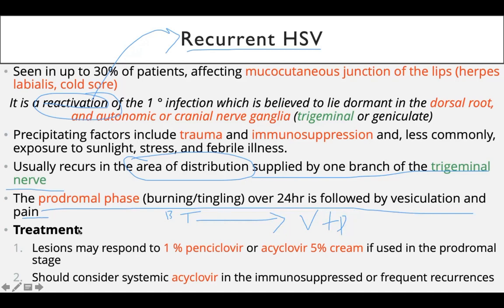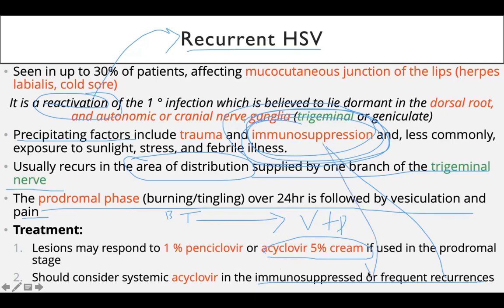How to treat these? 5% acyclovir. If it is immunocompromised or frequent recurrence, as we know, immunosuppression or immunocompromised state is one of the precipitating factors. So if you know these people are immunosuppressed, they have some comorbidity which causes an immunocompromised state, then you know systemic acyclovir.